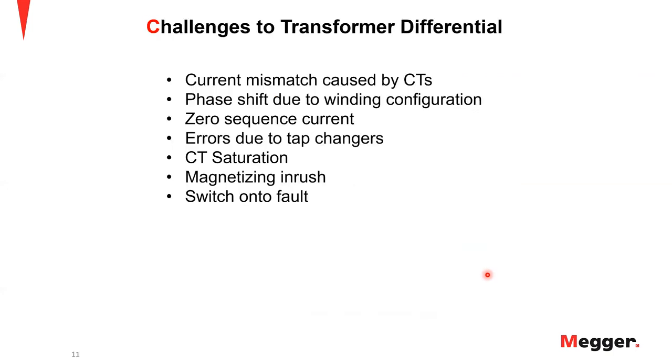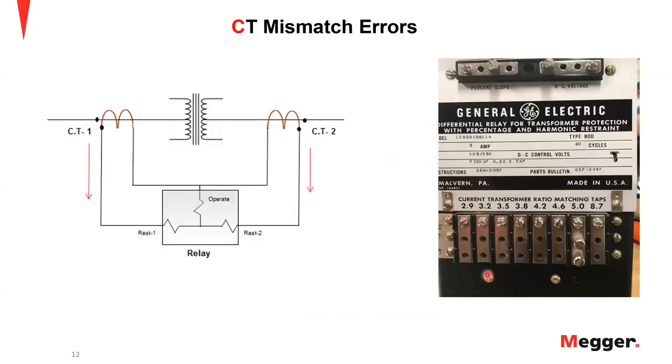So now that we have discussed the basics of current differential, as to how the differential relay works and operates, let us get into the challenges that we usually face in working with the differential. So the first challenge is CT mismatch errors. Most of the times we will have different CT ratios on both the sides, right?